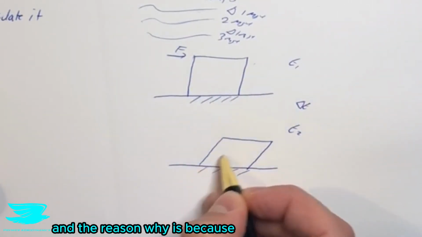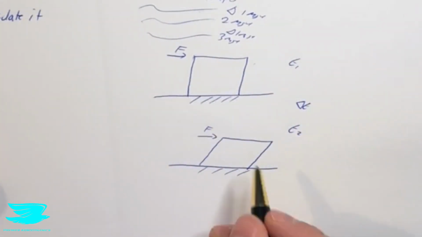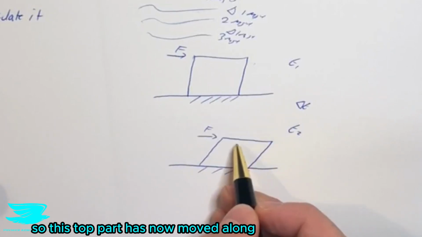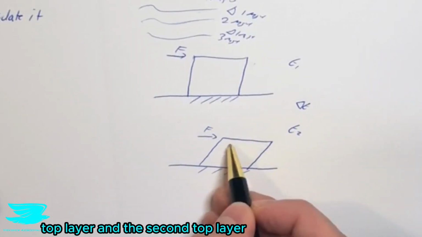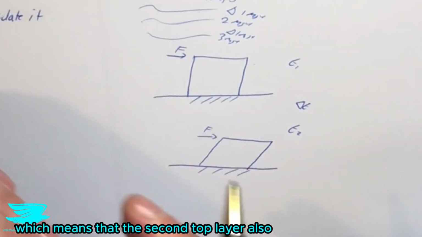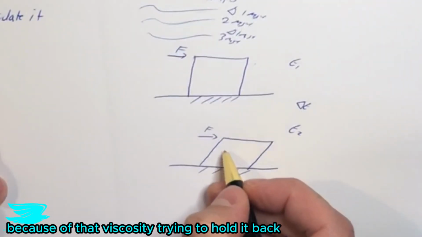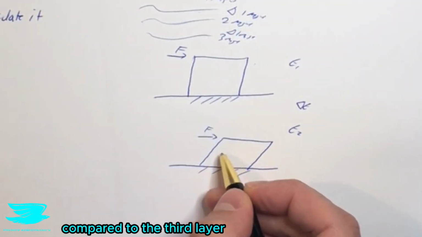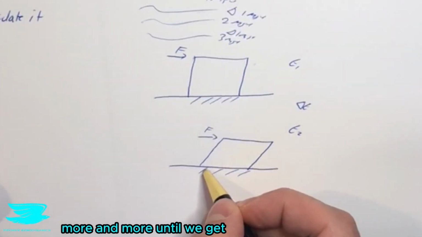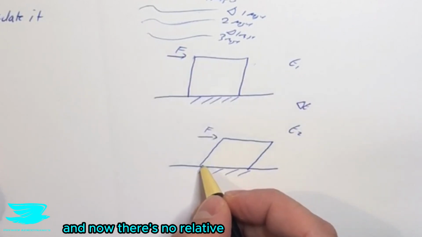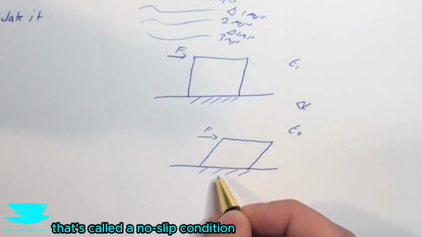And the reason why is because we've applied this force at the top part, but not anywhere else on this block. So this top part has now moved along, and as we go down along the block, there's relative motion between the top layer and the second top layer, which means that the second top layer will also move a little bit along, but not as much as the top layer because of that viscosity trying to hold it back. Then the second layer compared to the third layer, there's that viscosity again, so it dampens out more and more until we get down to the boundary. And now there's no relative motion for the layer directly touching the boundary. That's called a no-slip condition.